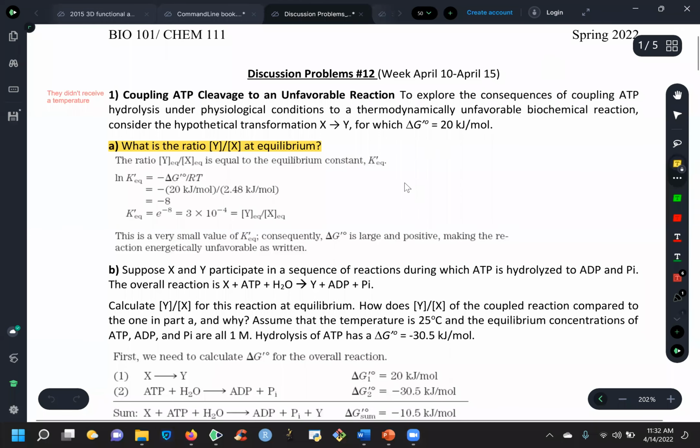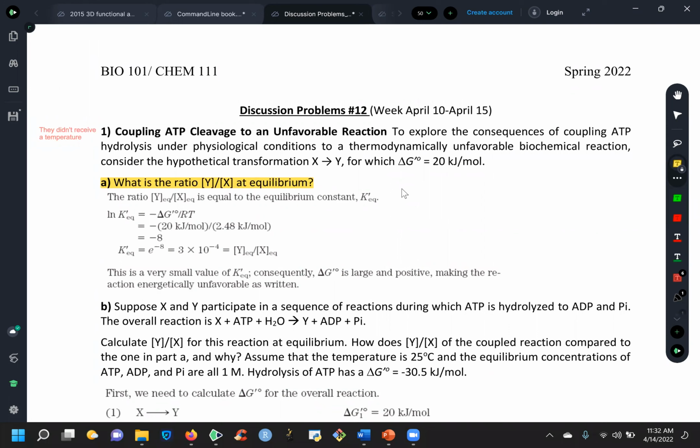Okay, so we're starting off the material for the new exam, and this has to do with coupling reactions.